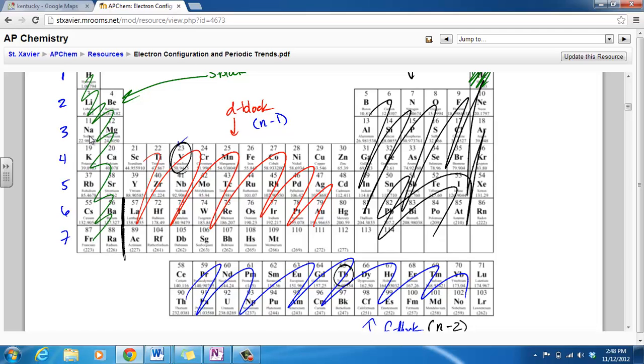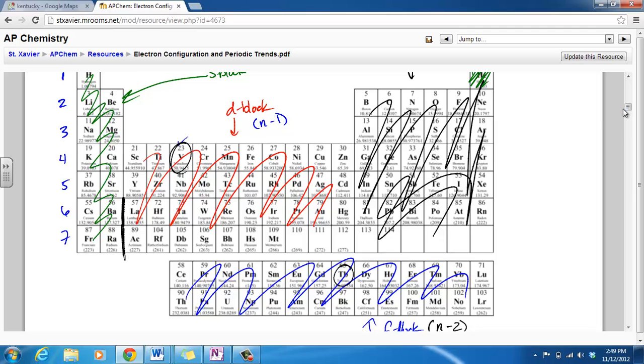Now, because my effective nuclear charge increases as I go from left to right, that's going to attract those outer electrons more, and that will give me a smaller atomic radius as I go from left to right. Okay, just because it's going to feel more of that positive charge from the nucleus because I have more protons without adding any more of those inner electrons.